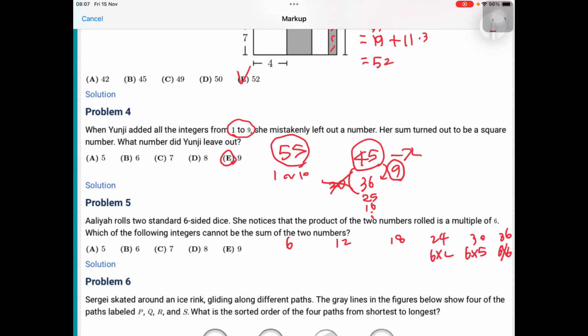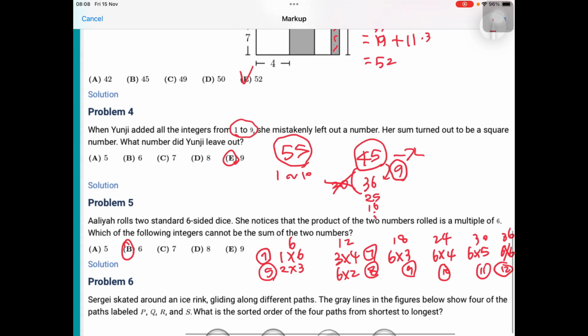So 24 is 6 by 4 only. We cannot make any other 24. 18, 6 by 3, because we don't have any 9, something like that. So this is 3 by 4 or 6 by 2. 6 we have more, 1 by 6, 2 by 3. Oh, that's it. So now we have sums of 7, 8, 9, 10, 11, 12. So what we cannot have is 6.